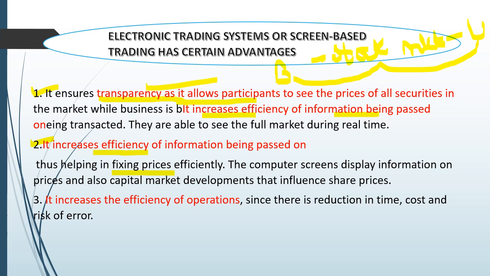Why? Because it's a computer based system. By the click of a mouse, you get all the information in front of you. So you know the prices, which organization is selling its share for how much. And I told you it is transparent. Why? Because it's coming through the stock market. The organizations are also registering through the stock market. So there is no cheating that can happen.